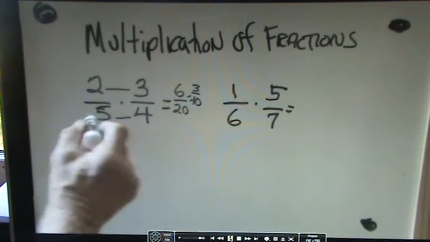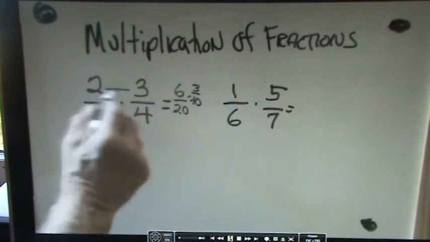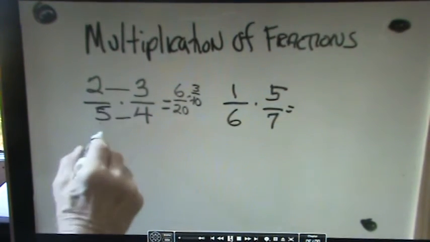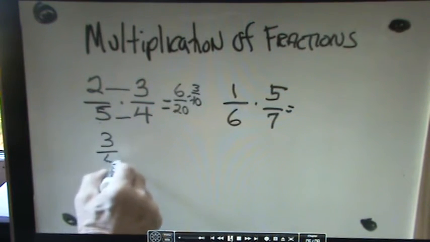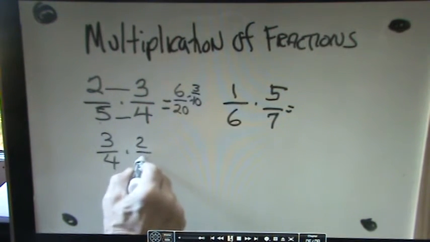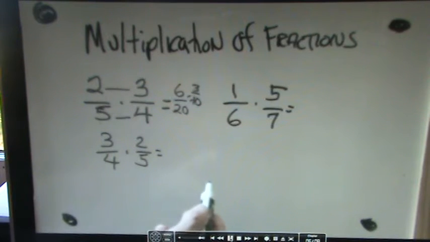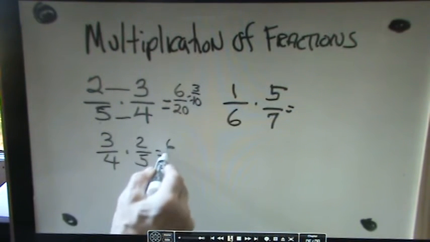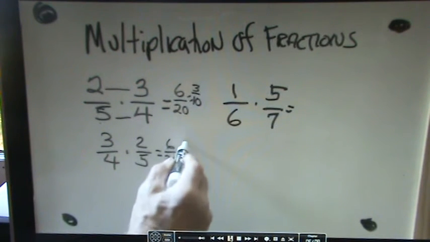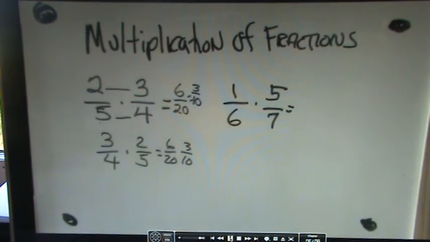And by the way, when you're multiplying fractions, the problem could be 2/5 times 3/4, or it could be 3/4 times 2/5. The answer I get will be exactly the same. I'd get 6/20, and then if I reduced it, it would be 3/10. So the way that it's written, which fraction comes first, is not necessarily important here.